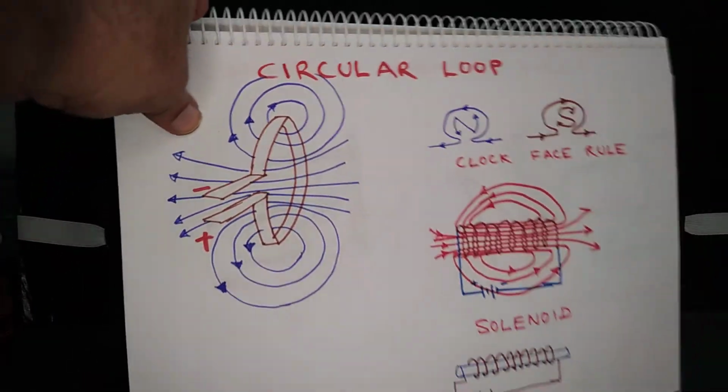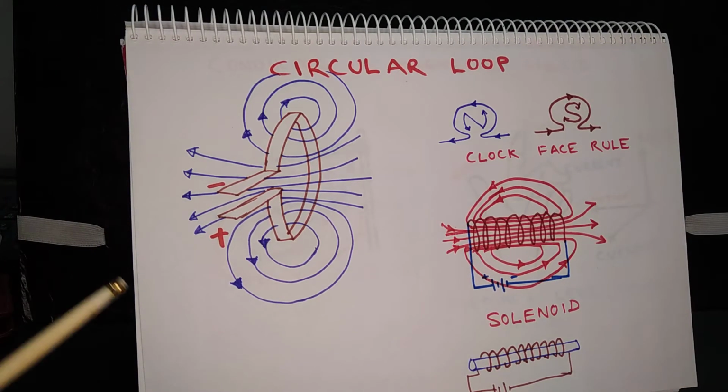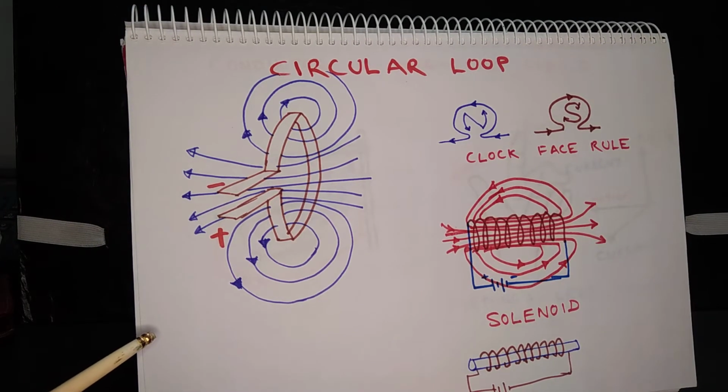Now, till now I talked about a straight conductor which was carrying current. What about if the conductor is turned into a loop? So the wire is twisted to make a loop. So this becomes a circular loop. So let us see what happens.